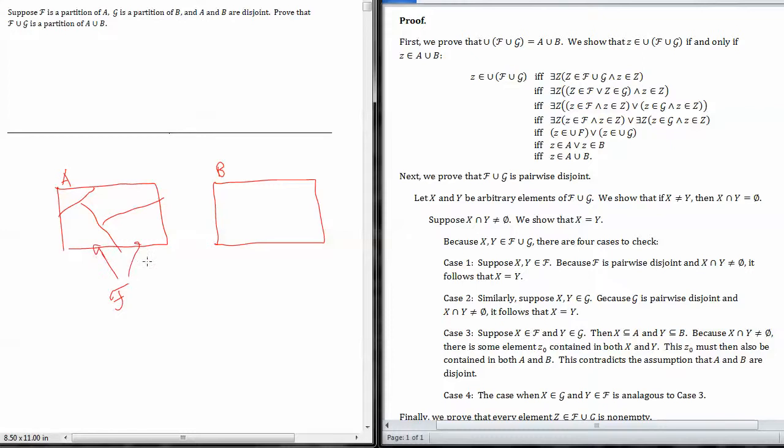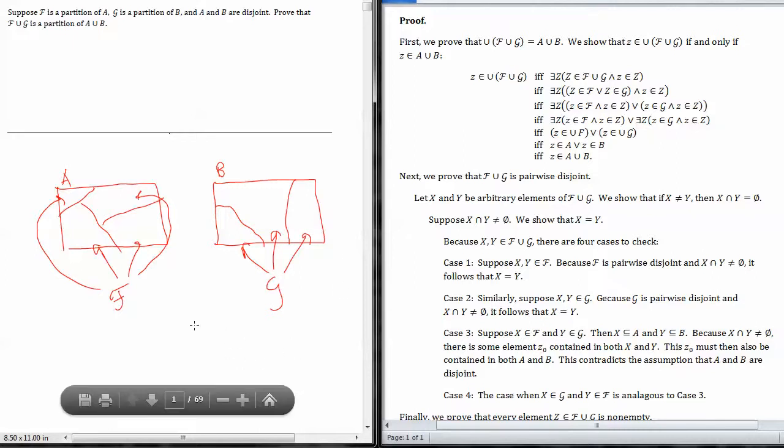Right? So F has, in this case, these 4 elements. And then we also have a partition G of B. Okay, so maybe I'll just split it up into 3 pieces. So that's my partition G. It's the family containing these 3 subsets of B.